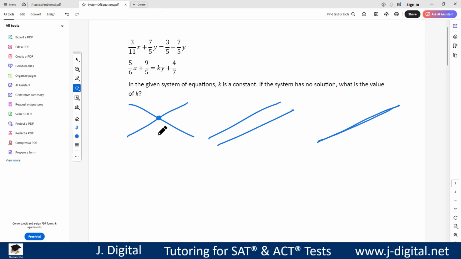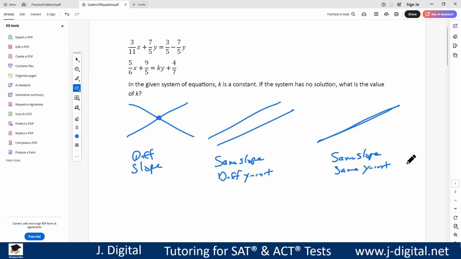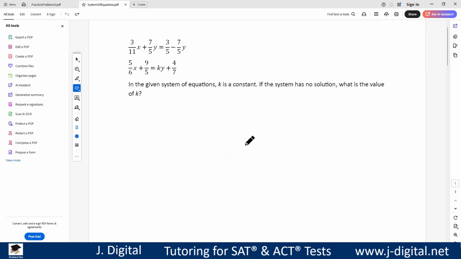In this first scenario, with one solution, the two lines need to have different slopes. Second scenario here, they have the same slope, different y-intercept. In the third scenario, the same line, so they have the same slope and same y-intercept. So here, what we care about is them having the same slope.